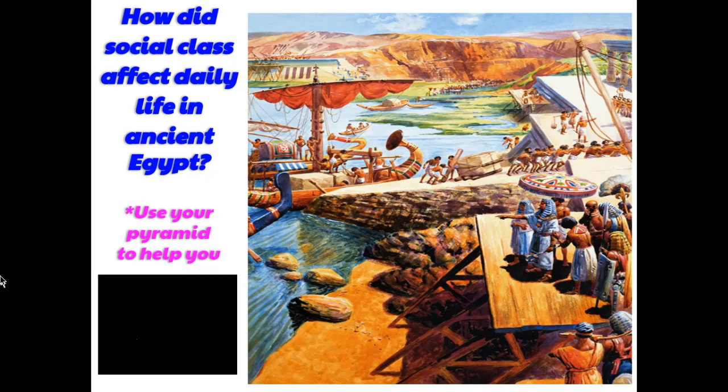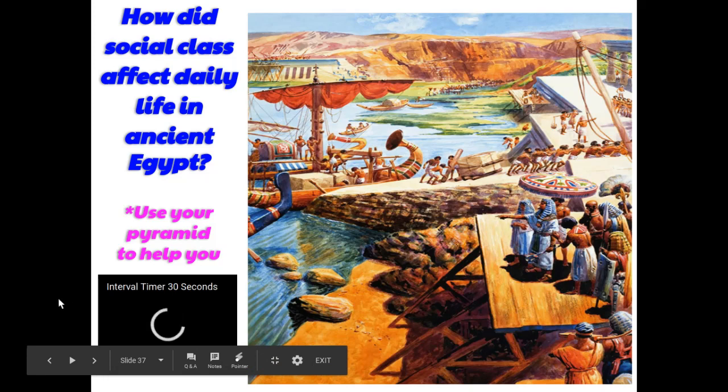Now that you have a little bit better of an idea about how social classes affected daily life in ancient Egypt, look at the image to the right. Kind of mentally, you don't have to write anything down, but start thinking, what do I see?